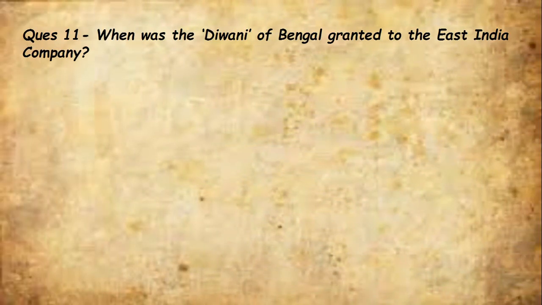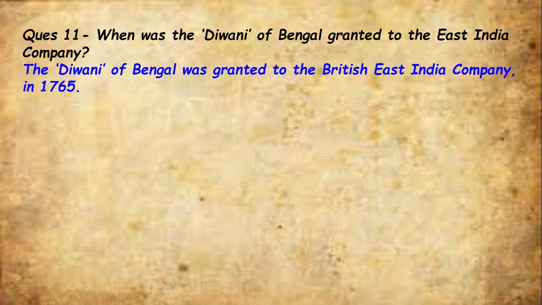Now, question number 11 is, when was the Diwani of Bengal granted to the East India Company? This is one of the easiest questions, and this is the first line of the chapter. The Diwani of Bengal was granted to the British East India Company in 1765. You can also learn the date, 12th August.